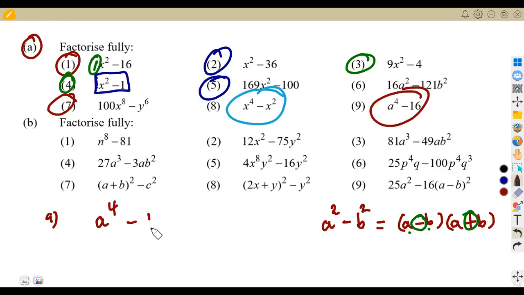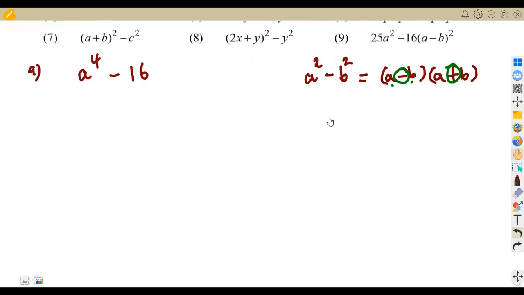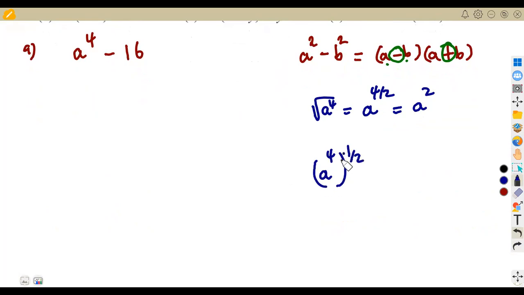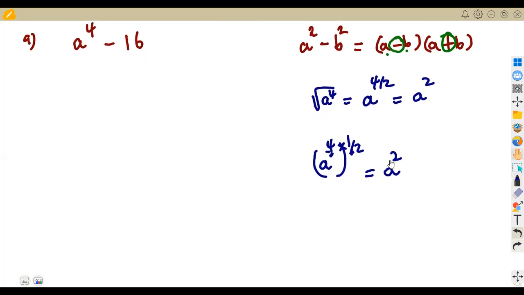Having a to the exponent of 4 minus 16, again, we are considering this as a difference of two squares, because we can see that we can take the square root of a to the exponent of 4. Remember what I said for a square root, just divide the exponent by 2. So it's 4 over 2, which is a squared. Or you can simply say a to the exponent of 4, to remove the square root means to the exponent of a half. So if I multiply these two, 4 times 1 over 2, I'm going to have a 2 in this case. So that means it's a perfect square because we obtain an exact term.